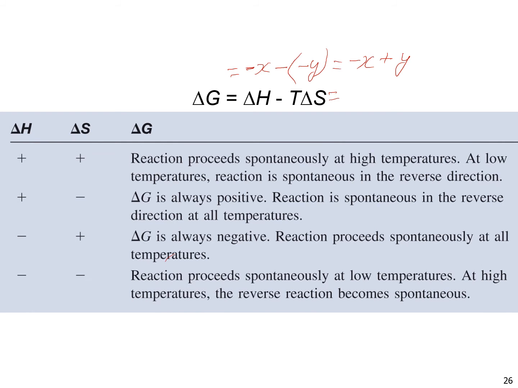Okay, so this helps you predict if a reaction is going to be spontaneous or not, and whether by changing the temperature you can make a reaction spontaneous or not, if we know the values of delta H and delta S. Okay, so how will we use these values? Let's see.